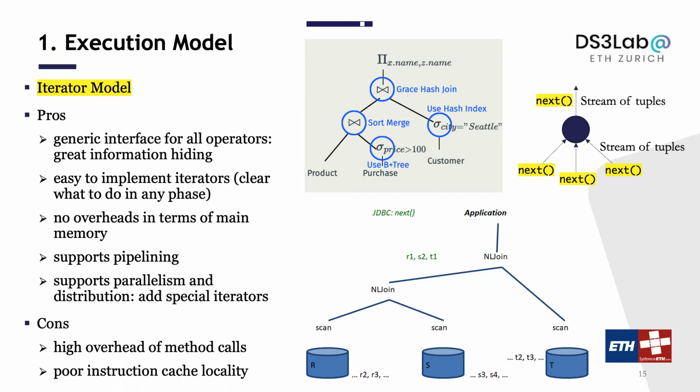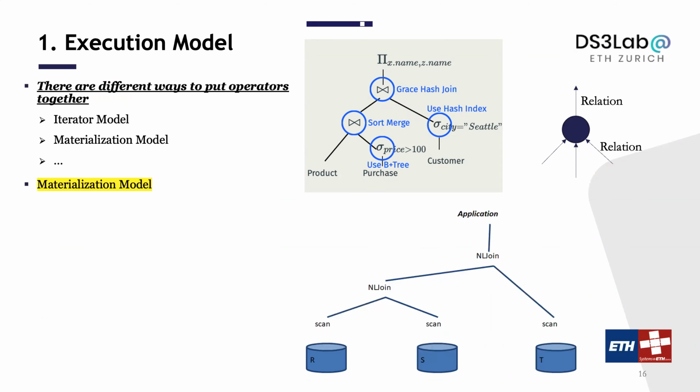And second, if you look at instruction cache locality, this might not be the best approach that you could have. So this is the pros and cons of the iterator model, but there are other ways for you to run it. For example, another way is called the materialization model, which takes another extreme. Instead of asking my children to give me the next tuple, I'm going to ask them to give me the whole relation.